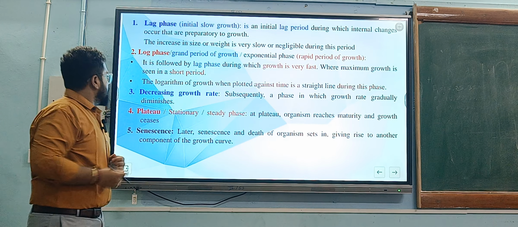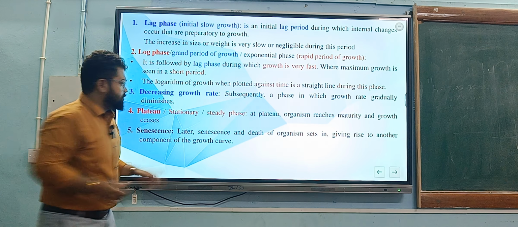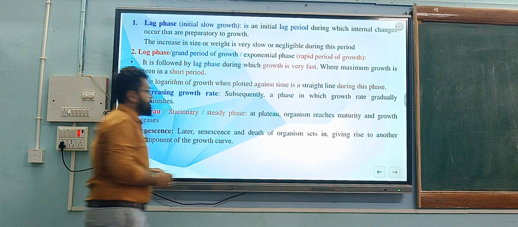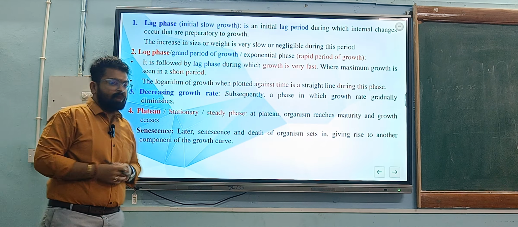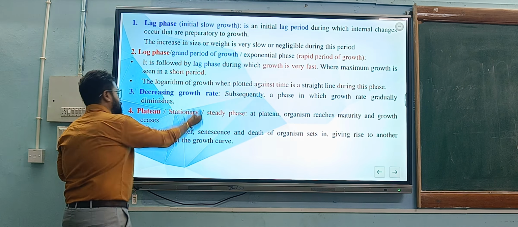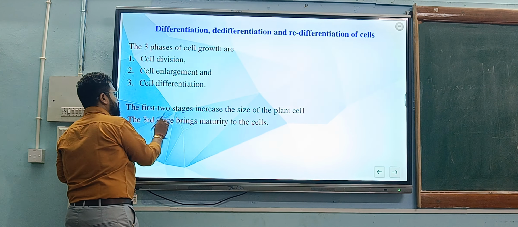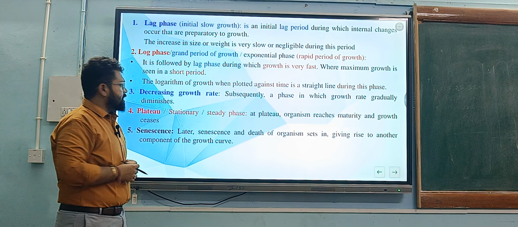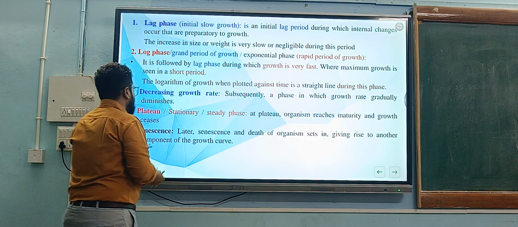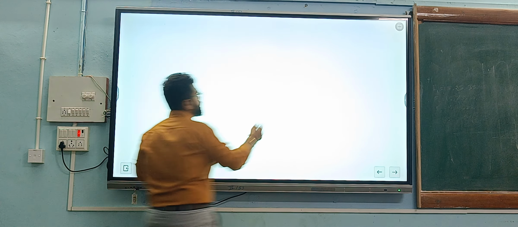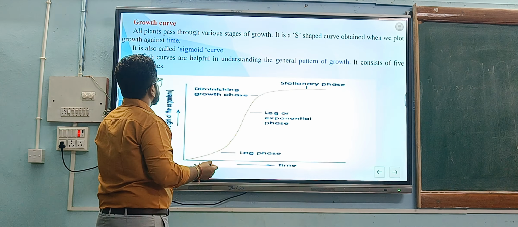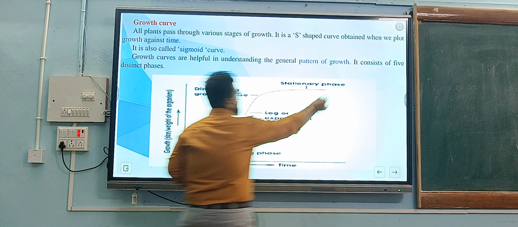The next is the decreasing growth phase, or diminishing phase, a phase in which the growth rate gradually diminishes. Then next is the plateau phase, stationary phase, also called the steady phase, where the organism reaches its maturity and growth ceases. And finally there is another stage we generally see in a microorganism or plant, the senescence phase.